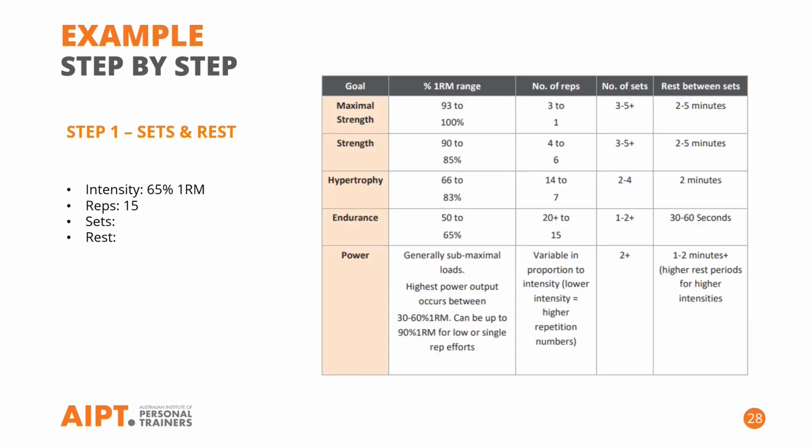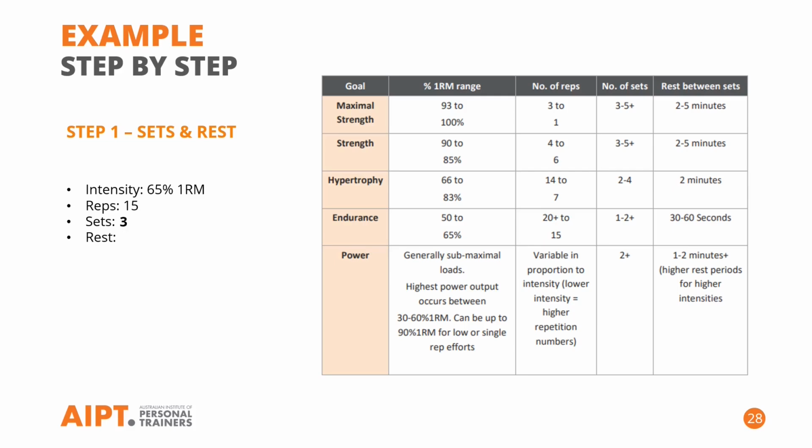Now that we've worked out our intensity and our repetition numbers, we must now work out what our sets and rests need to be. So we've got this table on the slide here on the right-hand side, and it gives you some good guidelines to follow when determining these variables. So we're working within the endurance range. If we follow that across and have a look at the number of sets and rests, we can use those numbers that are established there. It does say 1 to 2 plus sets for your endurance range. So I've actually gone with 3 here.